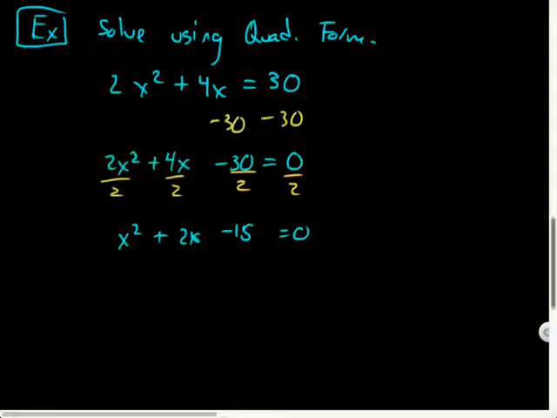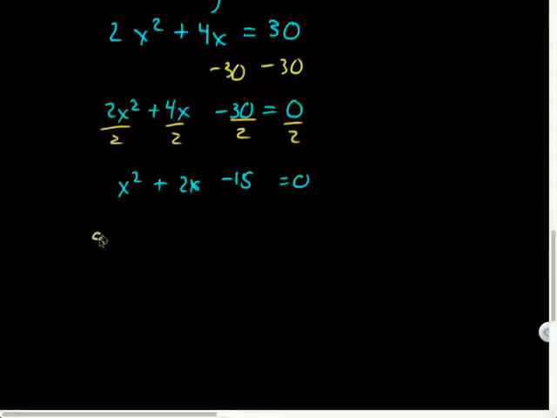So, behold! What is a, b, and c? 1, 2, negative 15. Excelente. So, a and b are just the coefficients of the quadratic and linear terms, respectively. And yeah, c does look like a smiley face.